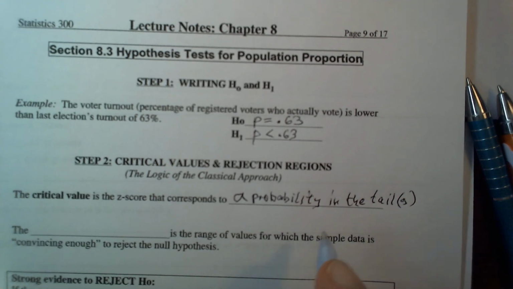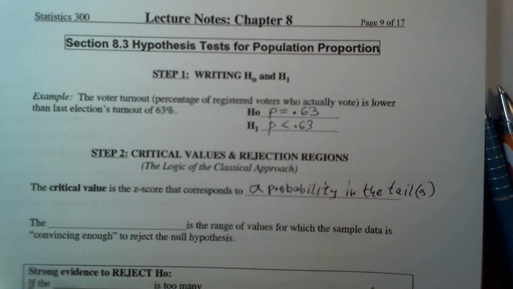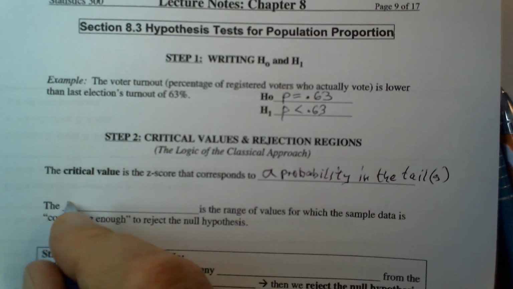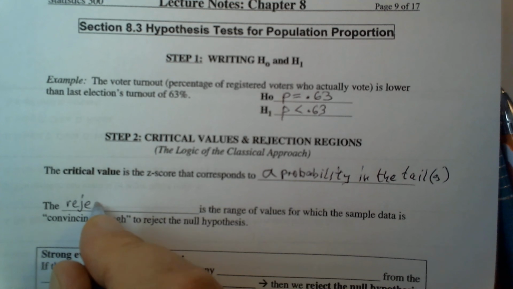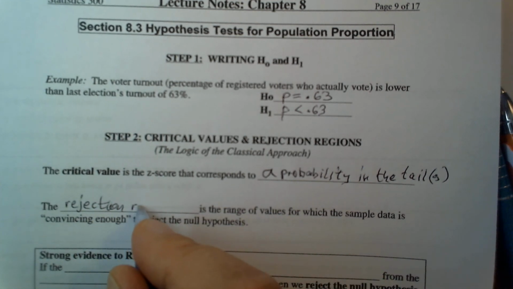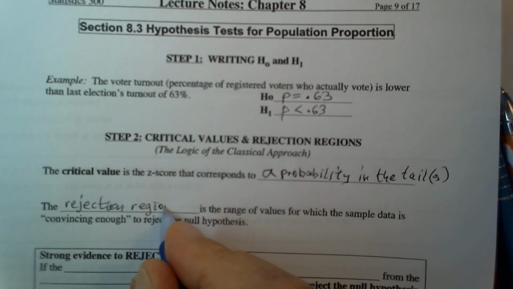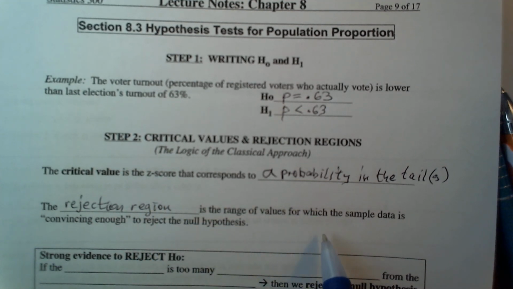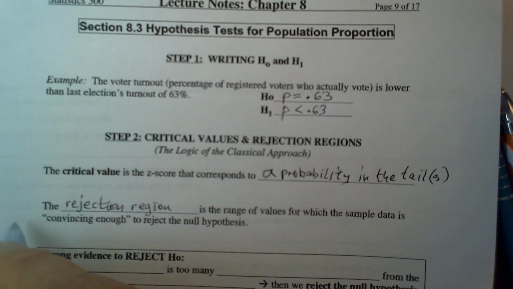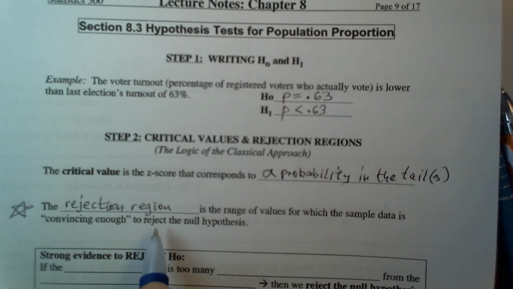Okay, the rejection region. So the rejection region is a range of values for which the sample data is convincing enough to reject the null hypothesis. This is the key observation. So we'll be working on establishing the rejection region.